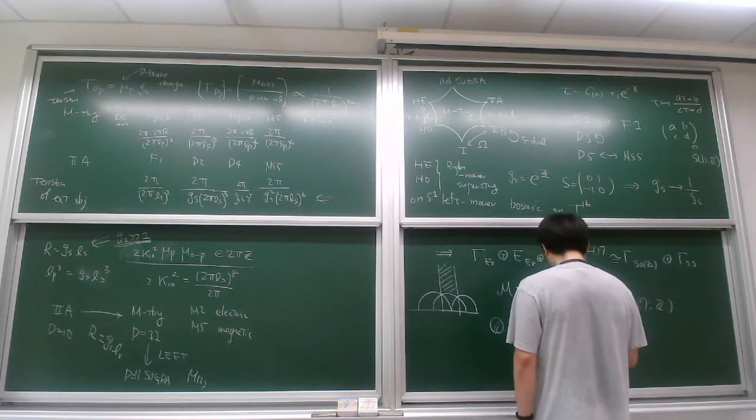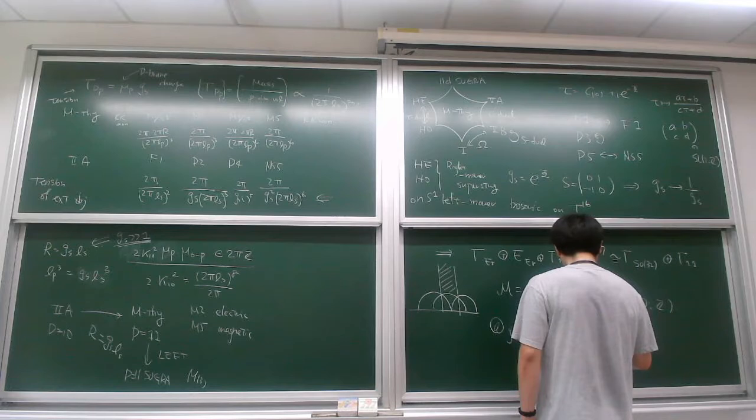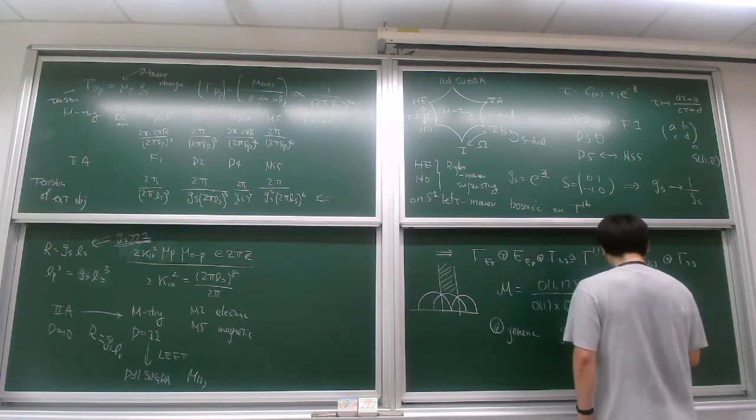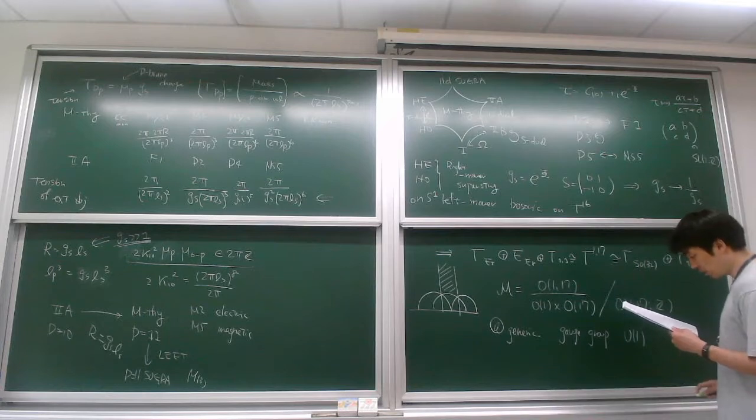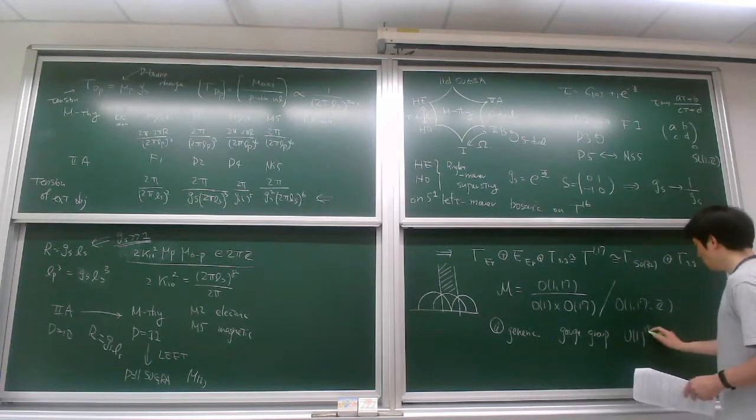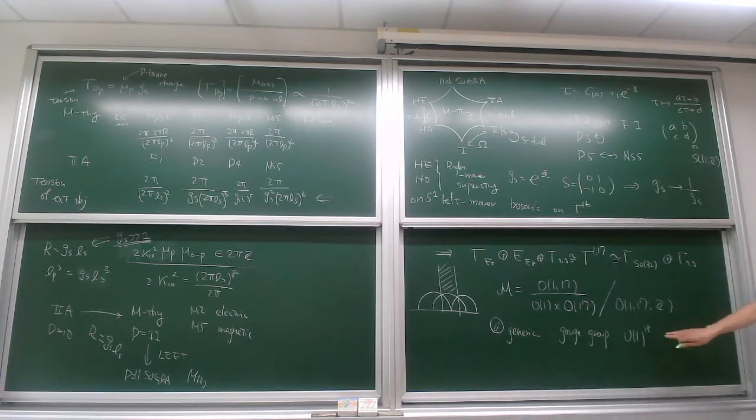the rank of the gauge group is broken to U(1) to the 18. I already forgot, but I first remember 18. Yeah, so do you know where the 18 comes from?